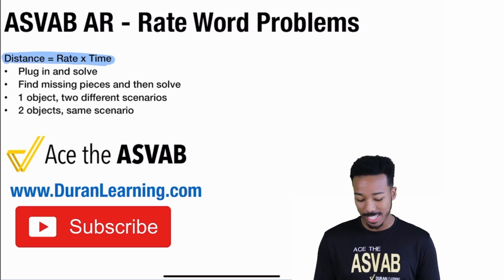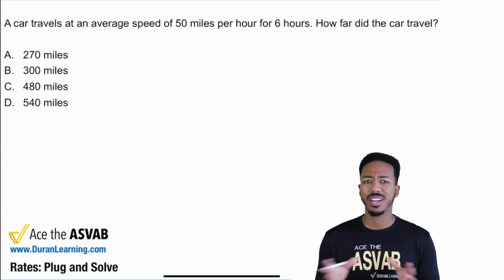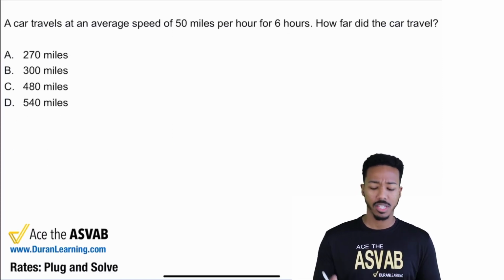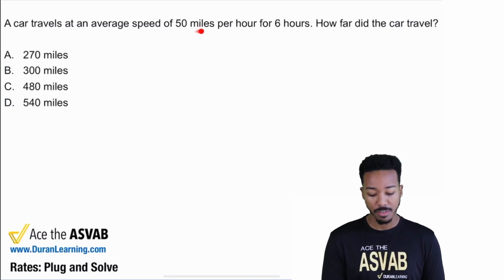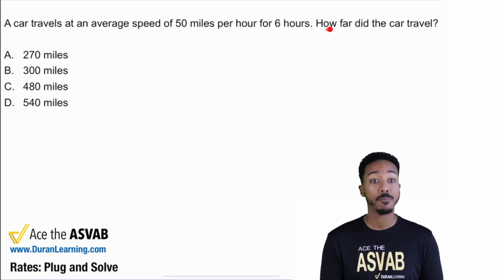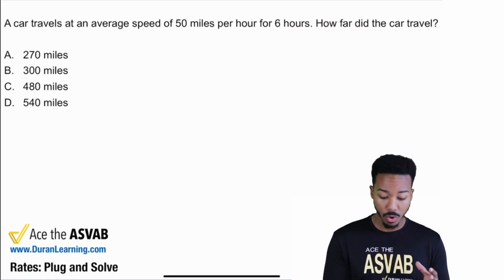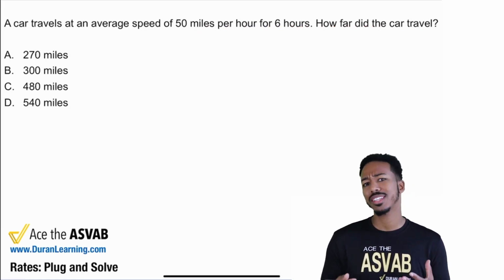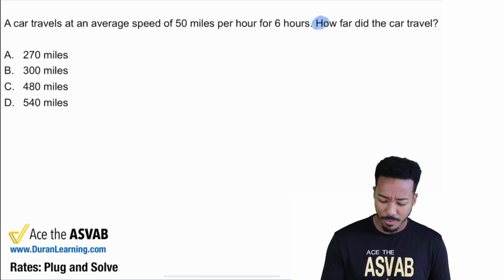So with that said, let's go ahead and take a look at the first example here, where again, it's just kind of like a plug and solve kind of situation. So take a look here. The problem reads, a car travels at an average speed of 50 miles per hour for 6 hours. How far did the car travel? So pretty much again, start with the question here. Let's understand what it is that we're really trying to figure out first. It says, hey, look, how far did the car travel?